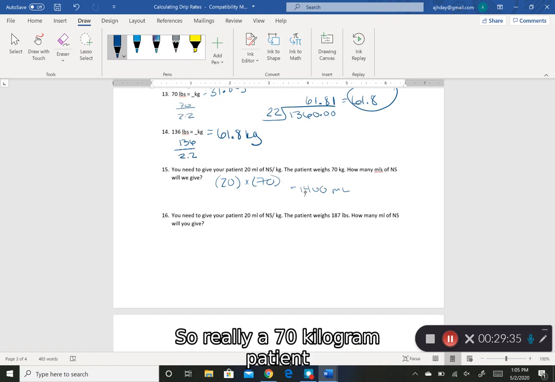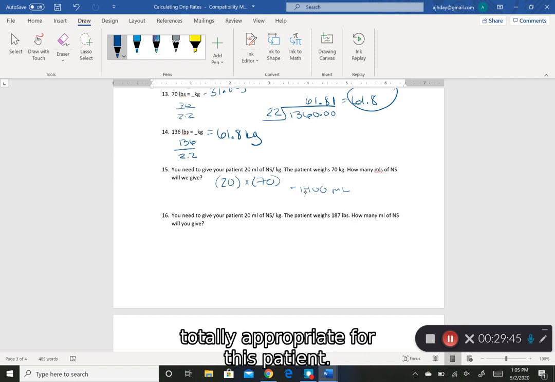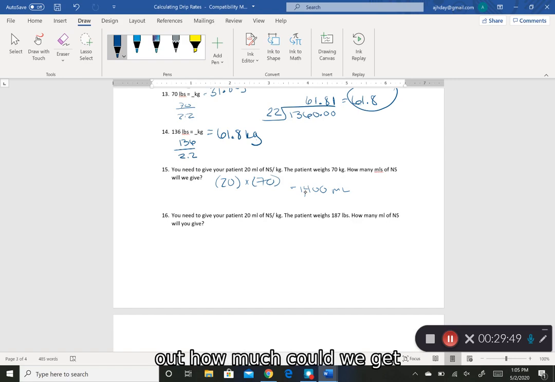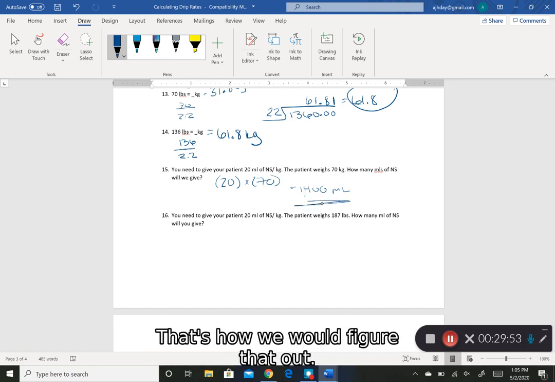So really, a 70 kilogram patient is your typical average size adult. So giving a liter of fluid in times of resuscitation is totally appropriate for this patient. A lot of times we don't figure out this math, but if we wanted to figure out how much we could give our patient without risking fluid overload, that's how we would figure that out.